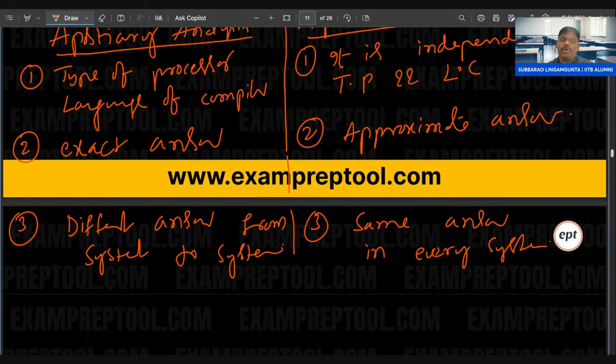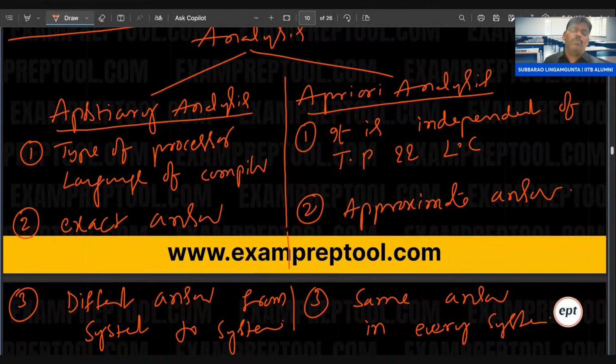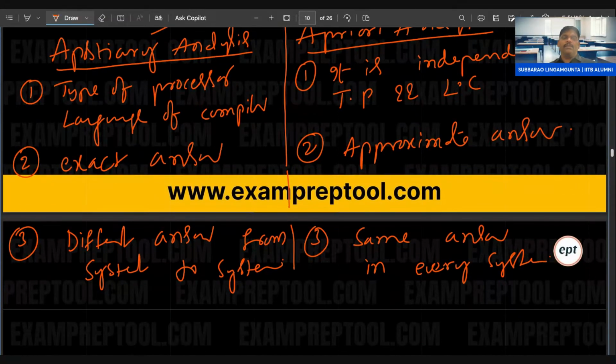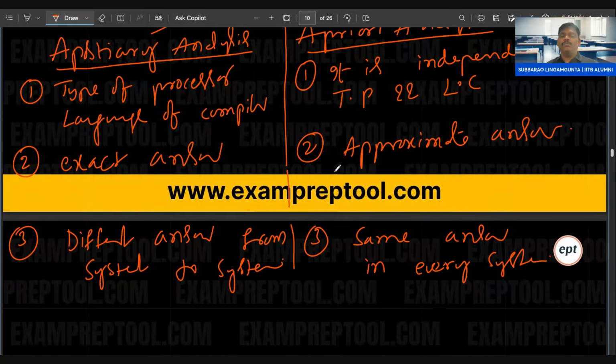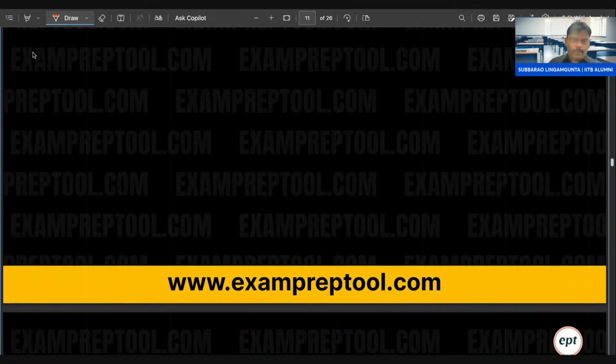So analysis purpose is finding time complexity and space complexity. Analysis will be two types: posterior analysis and priori analysis. Posterior analysis contains 3 steps. Priori analysis also contains 3 steps, almost like the opposite. Be careful from now onwards. Write down the first one. Total industry follows priori analysis.